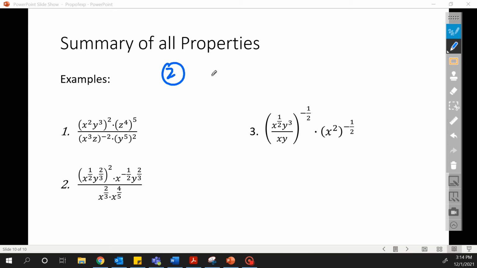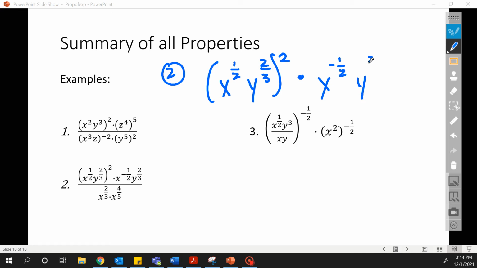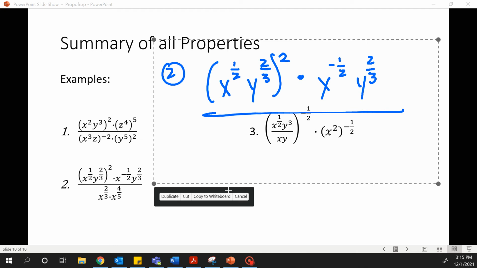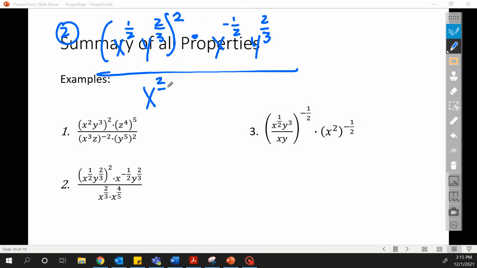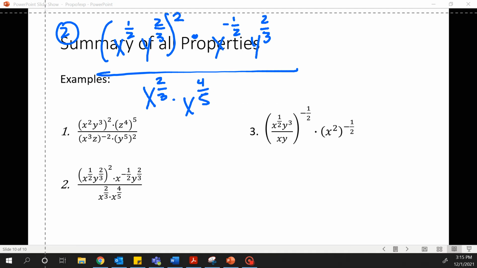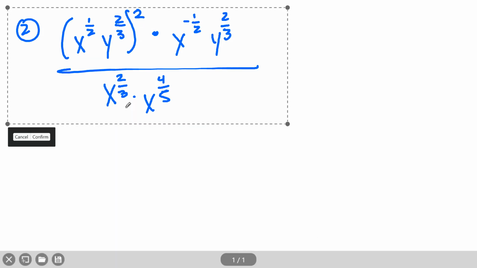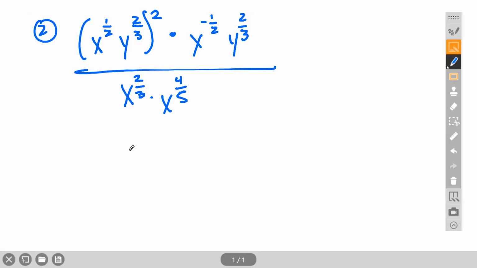Now let's see what it looks like with fractions. So we have x to the 1/2, y to the 2/3, and that is squared, and that's multiplied by x to the negative 1/2, y to the 2/3, and this is all over x to the 2/3 times x to the 4/5. Okay, this is quite a long one.